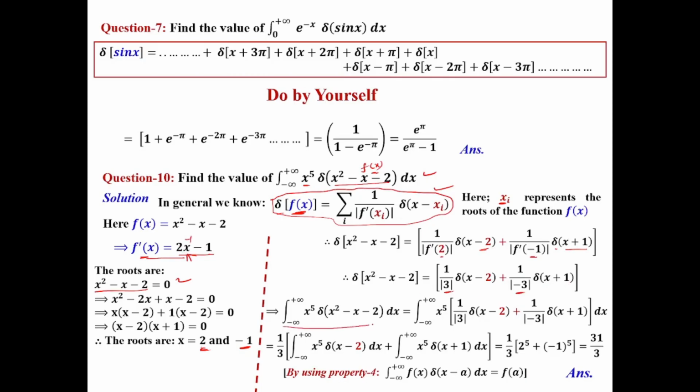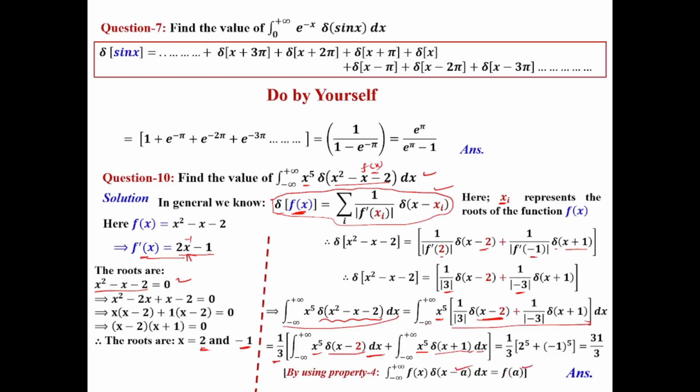Now this integral will be written as minus infinity to plus infinity x to the power 5. Instead of this one, we have to write these two terms, right. So now we are going to consider these two integrals. First integral is 1 by 3, mod 1 by minus 3 also, both are same. It will be 1 by 3 taken outside of these integrations, minus infinity to plus infinity x to the power 5 delta x minus 2 dx, and another integration will be x to the power 5 delta x plus 1 dx. Now just apply the fourth property, this one: f of x delta x minus a equals f of a.